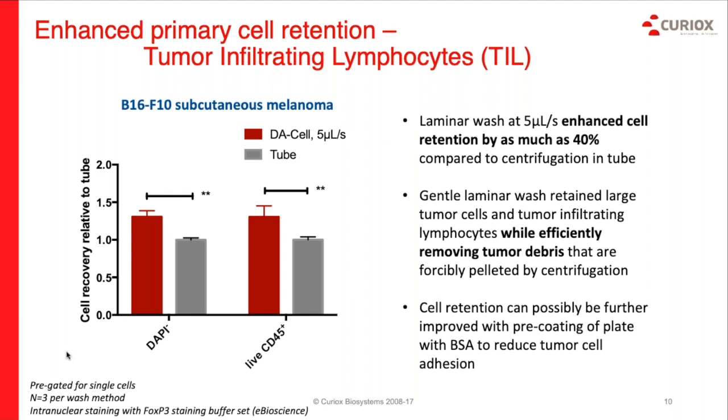And again, this is a relative expression compared to the tube method. So not as dramatic as the last case. Again, this is a ratio. So we see the tube method at 1.0, and then the DA cell method at a flow rate of 5 microliters per second. So we slowed it down a little bit to capture these slightly harder to work with cells, but still the retention ratio is higher than with the tube method.